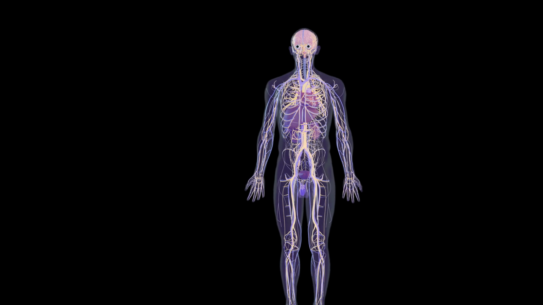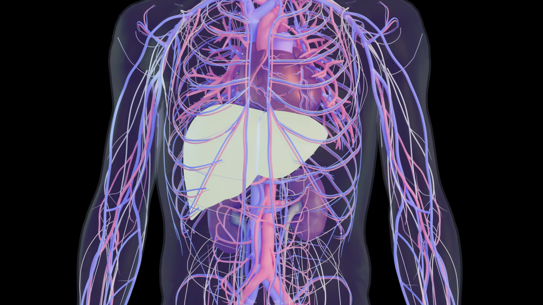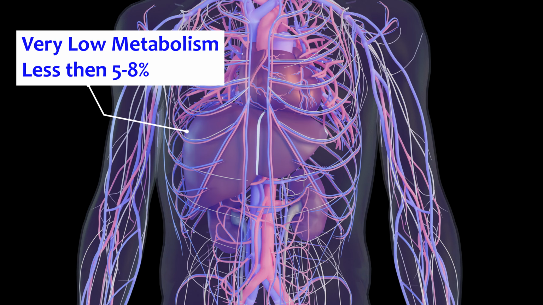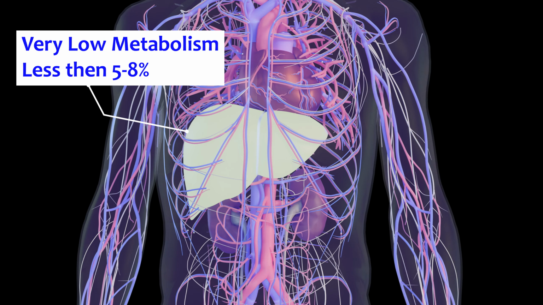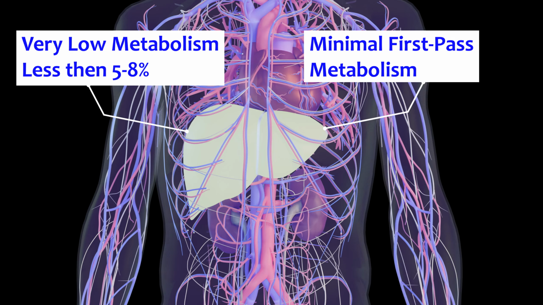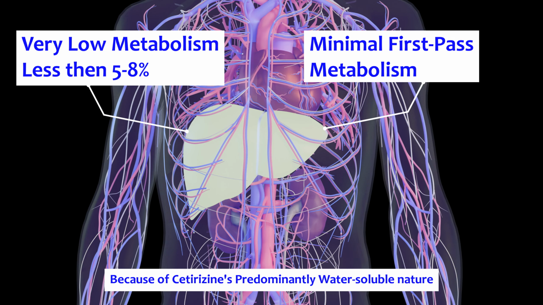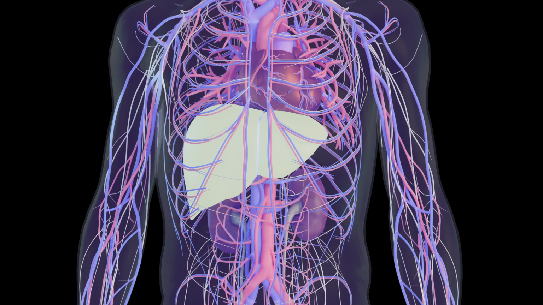We've seen how cetirizine produces its anti-allergic effects, but how is it eliminated from the body? Unlike many other drugs, cetirizine undergoes very little metabolism. Less than 5 to 8% of the drug is metabolized, and it experiences minimal first-pass metabolism in the liver. This is because cetirizine is predominantly water-soluble, allowing most of the drug to remain unchanged in the circulation.